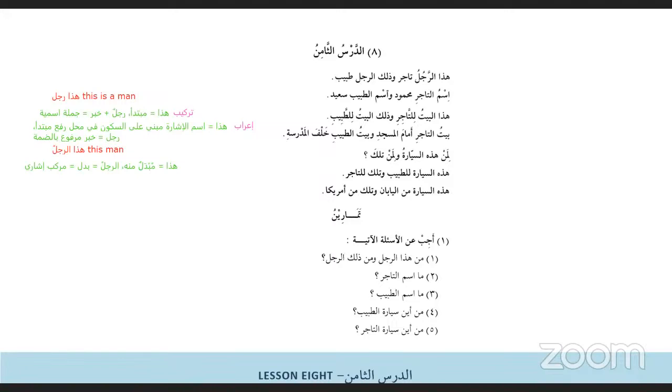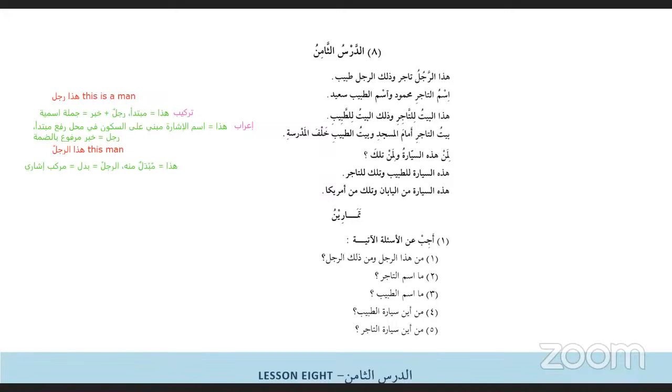Whereas in tarkib, we don't mention the state. We just say mubtada'un. Because we just need to know what component is it. And if you look at rajulun, again, we're saying it's khabar. It's marfu'un. It's in the state of raf. Okay? Why did we say fi mahalli raf for hada, and in rajulun we said marfu'un?